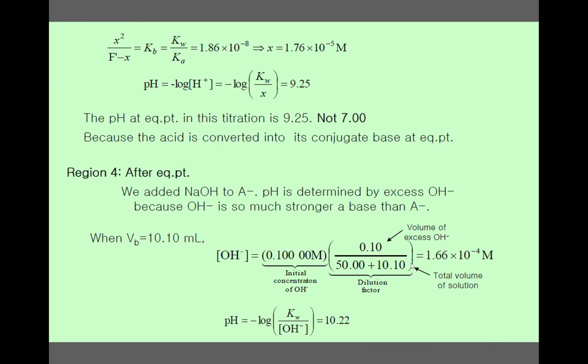You see, at the equivalence point the pH is 9.25, but when you added just 0.1 ml excess of hydroxide solution, the pH increased to 10.22. The pH increase is about 1. A lot.